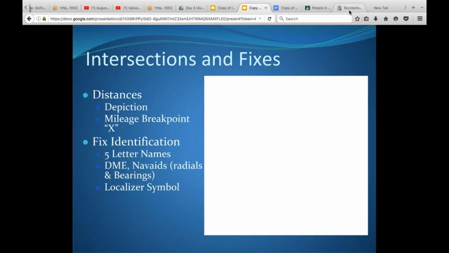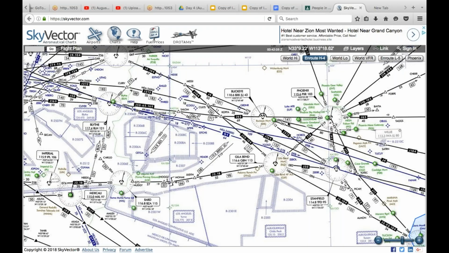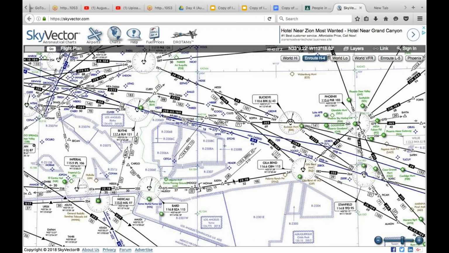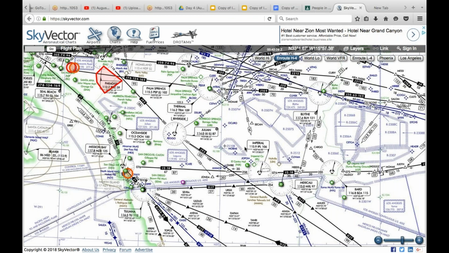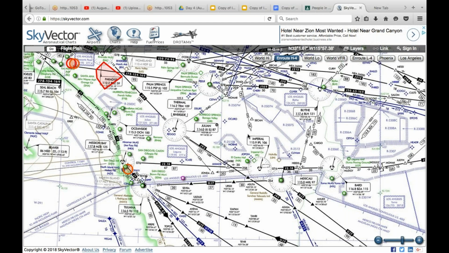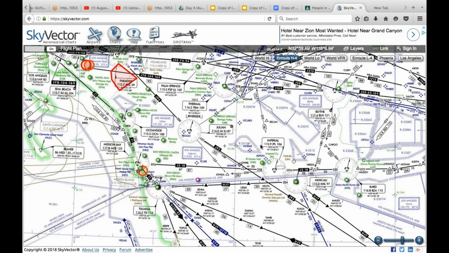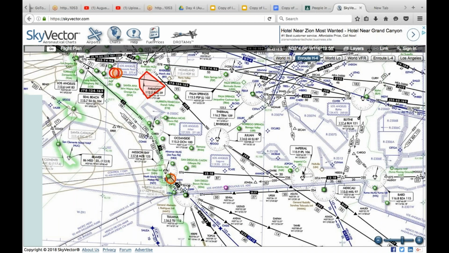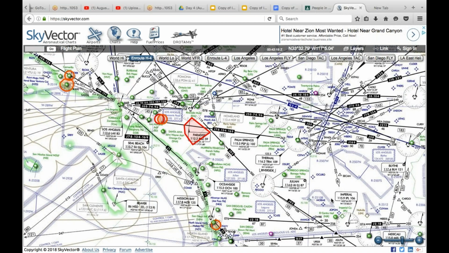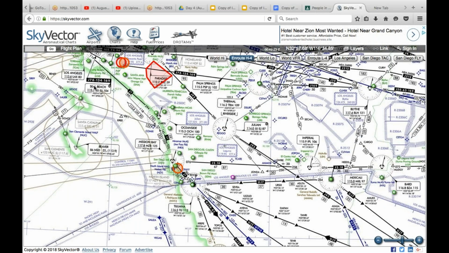Where's a localizer symbol? I see them all over all the time. When I don't want to find them, there's probably one up in LA or San Diego. Here's LA. Oh, I know there's one off of 270 in San Diego.